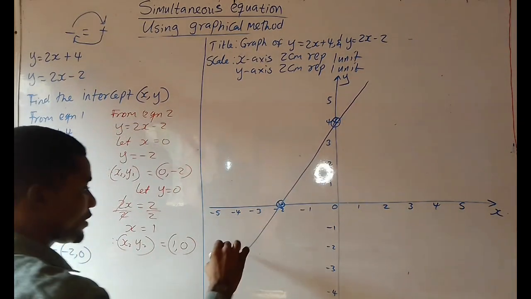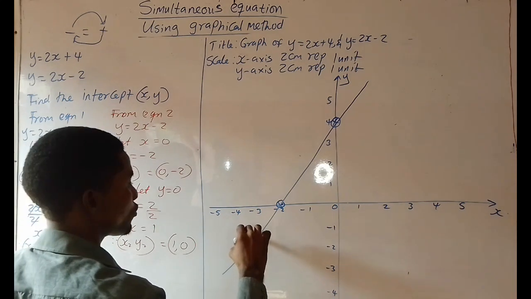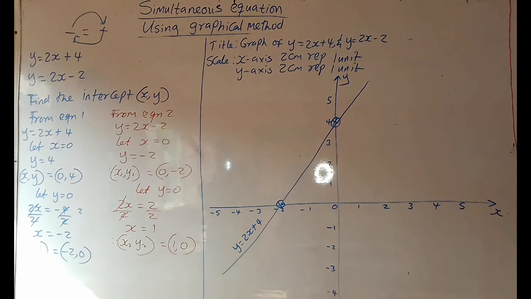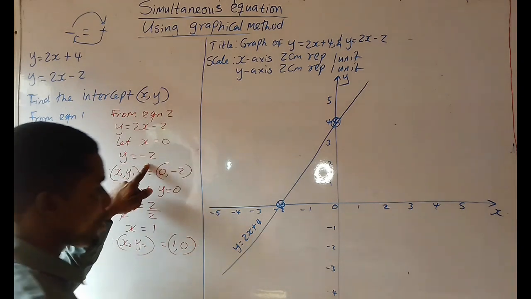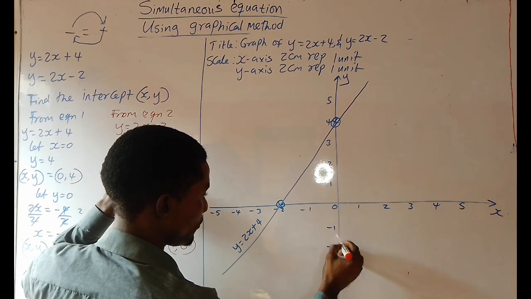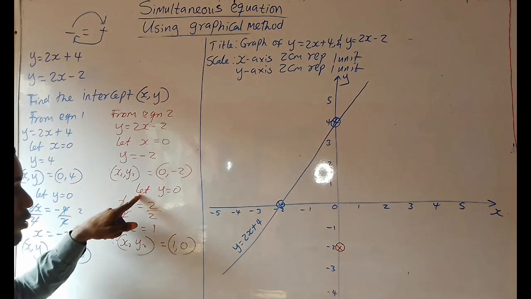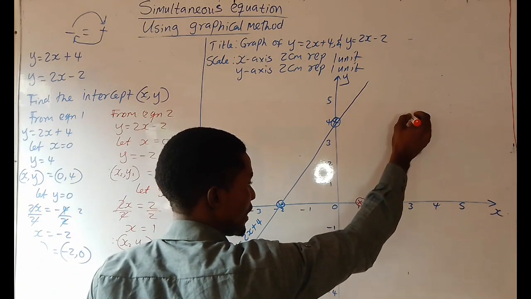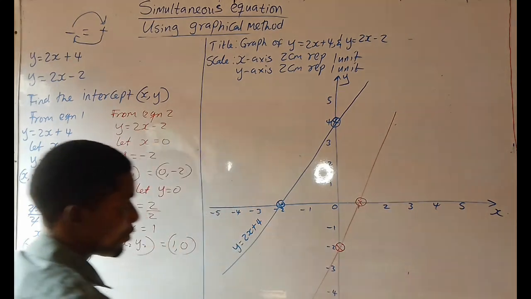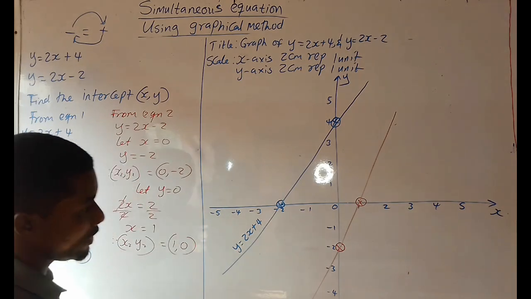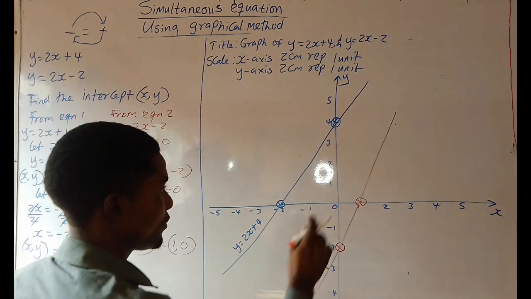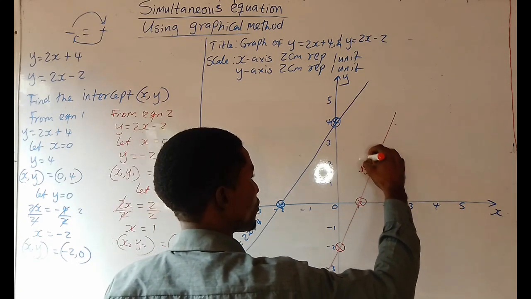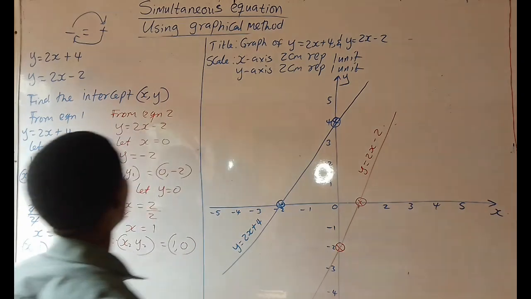This is the line for y equals 2x plus 4. Now, for the second equation, when x equals 0, our y is minus 2. When y equals 0, our x is 1. Let's join the line together. Joining this line is for the equation y equals 2x minus 2.